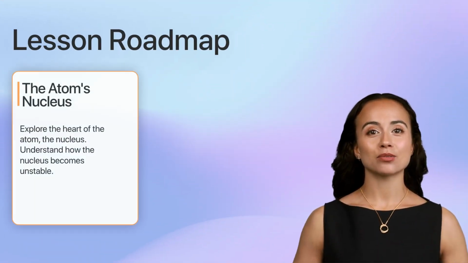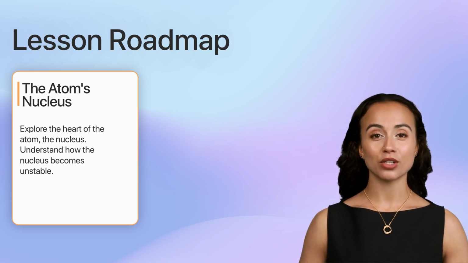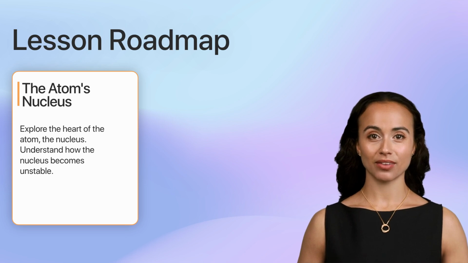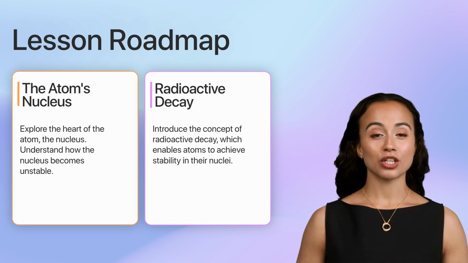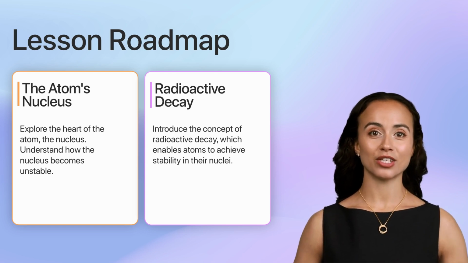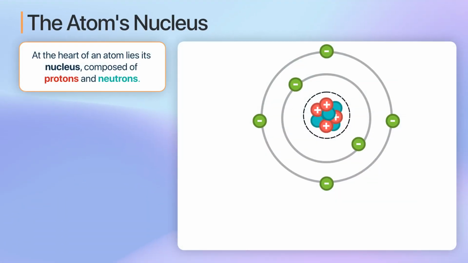Today we'll begin by exploring the heart of the atom, the nucleus. We will also understand how the nucleus becomes unstable. This will allow us to introduce the concept of radioactive decay, which enables atoms to achieve stability in their nuclei. Let's get started! At the heart of an atom lies its nucleus, composed of protons and neutrons.